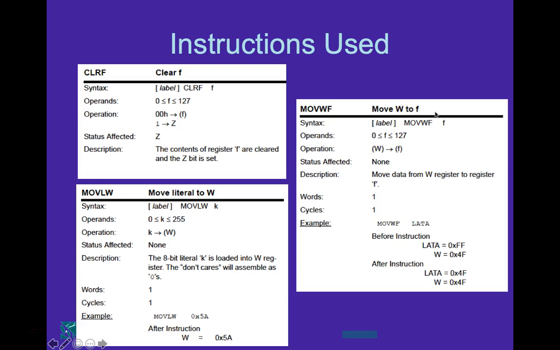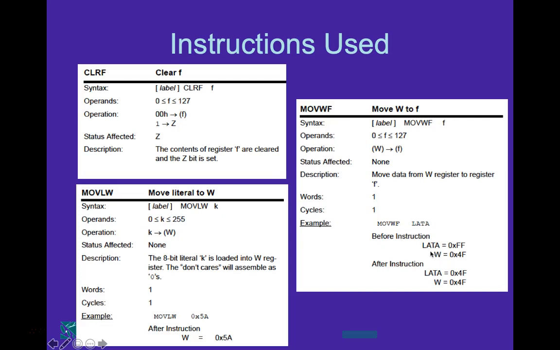Now we have this instruction, MOVWF. Move whatever you have in the working register into the file register. The file register has a range of 0 to 127, and this operation will be performed. Whatever you have in W will be transferred to F. This moves data from the W register to the file register, in one cycle.